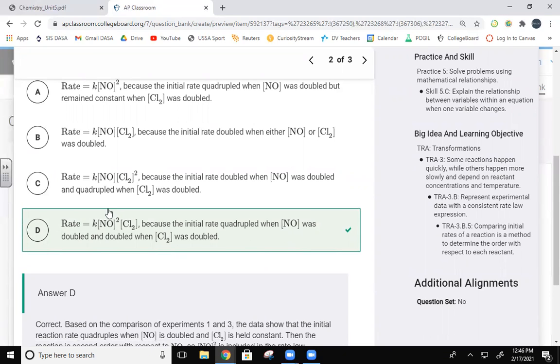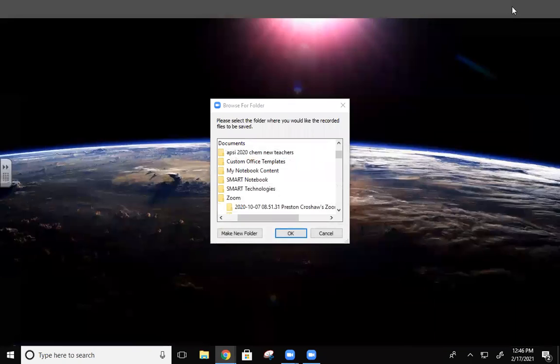So again, don't worry so much about the K. It's just telling you this is relational to this, right? And the things in the brackets are the concentration of that certain molecule. Okay? All right.